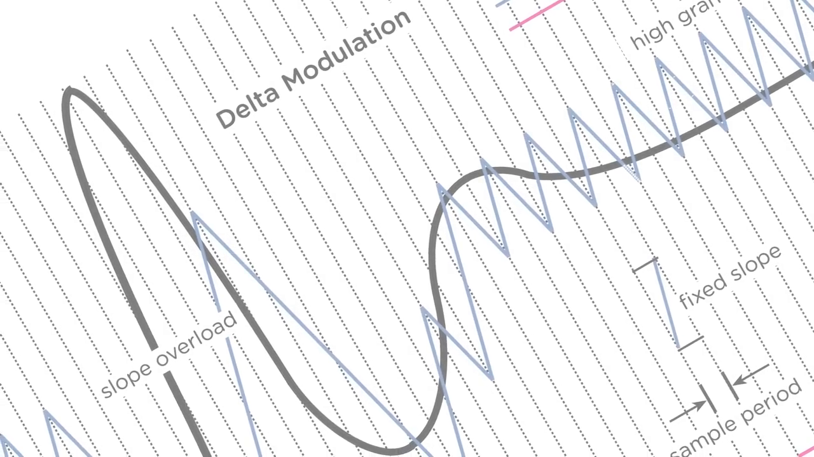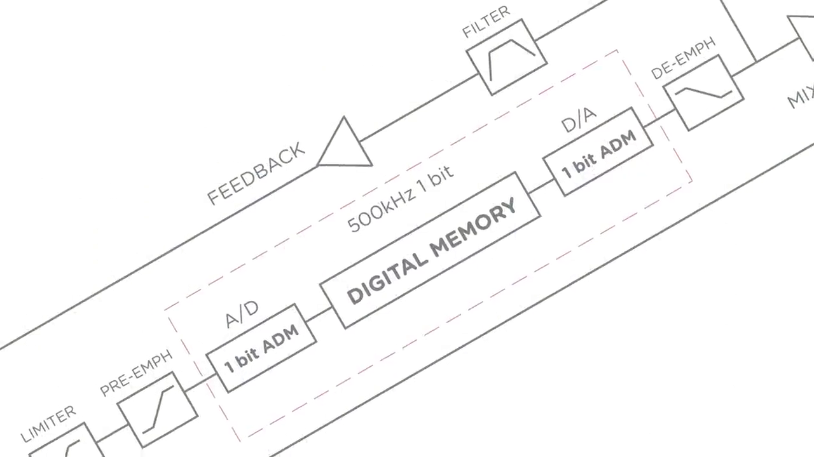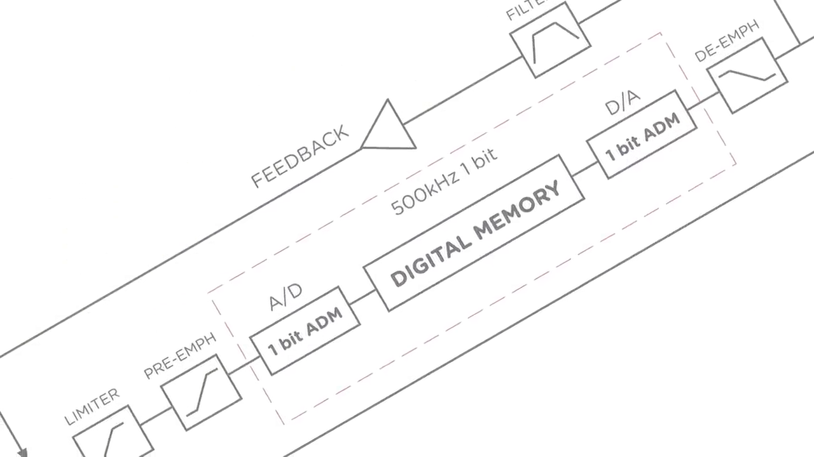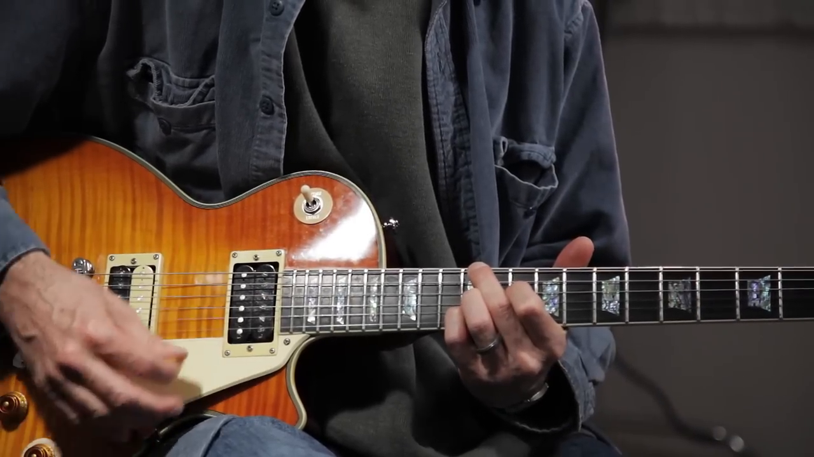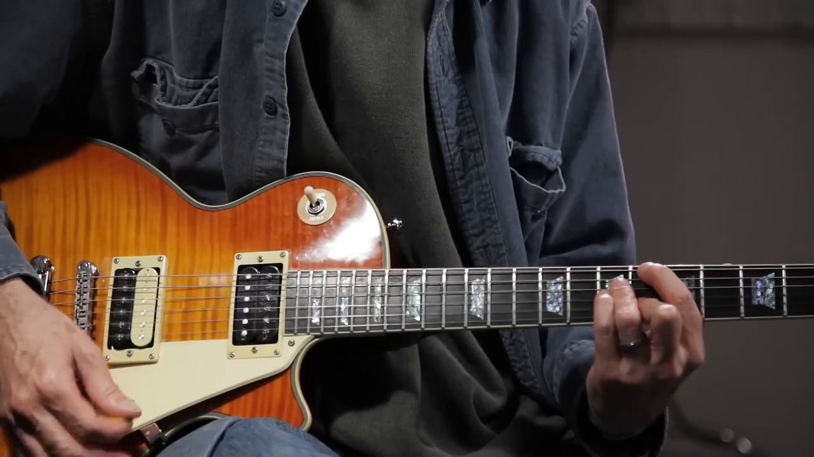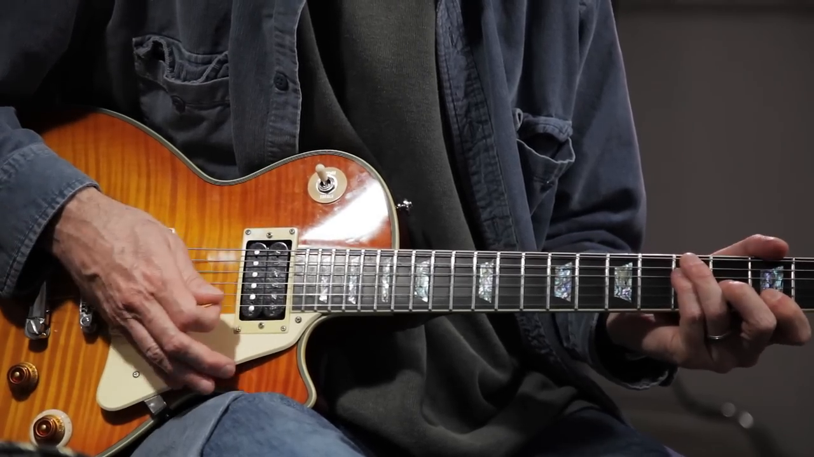Our ADM delay uses adaptive delta modulation. Delta modulation is a 1-bit conversion technique that was developed in the telecommunications industry for voice signals, and adaptive delta modulation increases the audio performance by jacking up the clock speed and adapting to the input signal. A characteristic of some ADM conversion algorithms is an accentuation of the attacks, leading to a percussive delay that's great for rhythmic and dynamic styles of playing. So you can hear the attack on those strikes. Got a percussive nature to it.